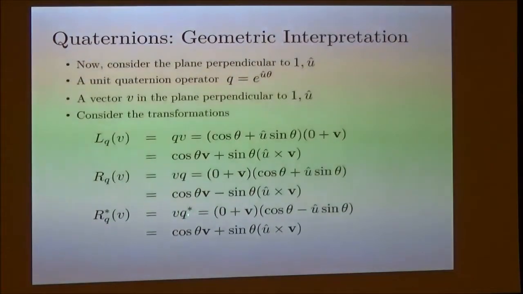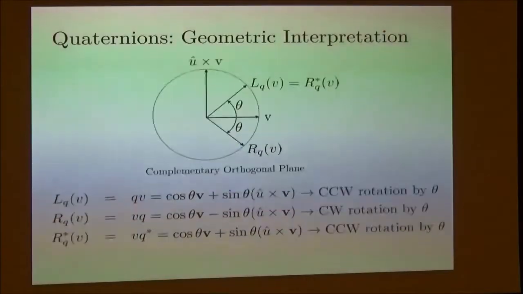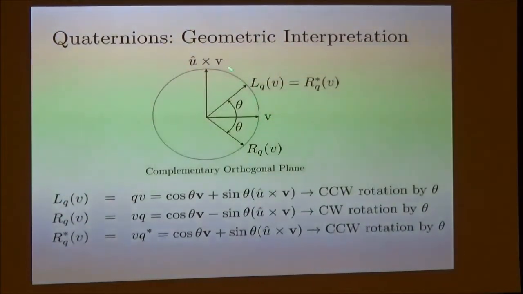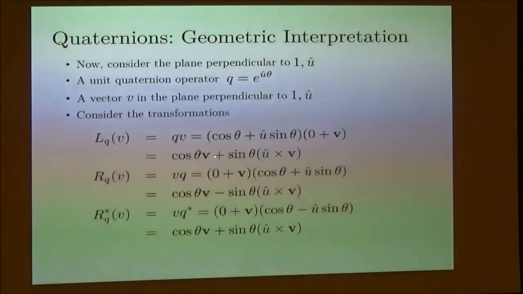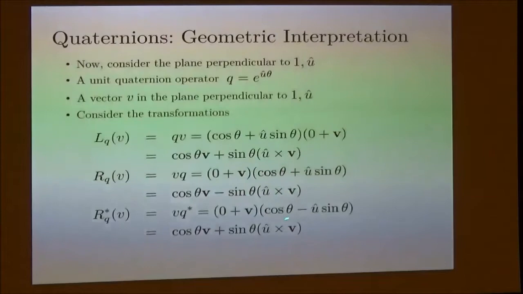If you multiply V with Q conjugate, you get the same thing as you get when you do the left multiplication by the quaternion. So this is what is happening in the plane perpendicular to 1 and u hat. Now let's try to put them together and see what happens. Graphically, we have vector V in the plane of V and U hat cross V, the two basis vectors for the perpendicular plane. V, U hat cross V repeats everywhere, and both of them are perpendicular to each other. So V dot U hat cross V is going to be 0.